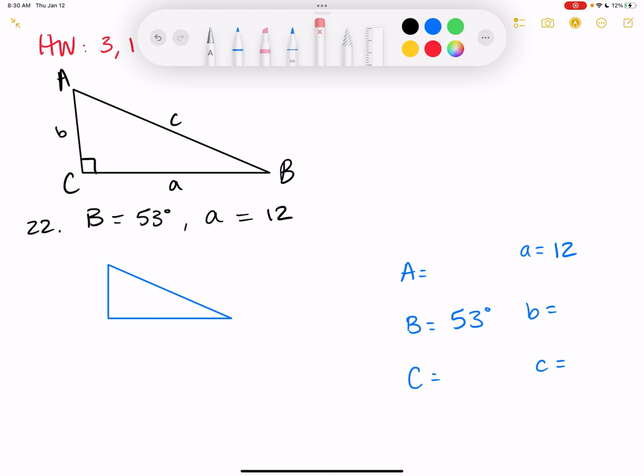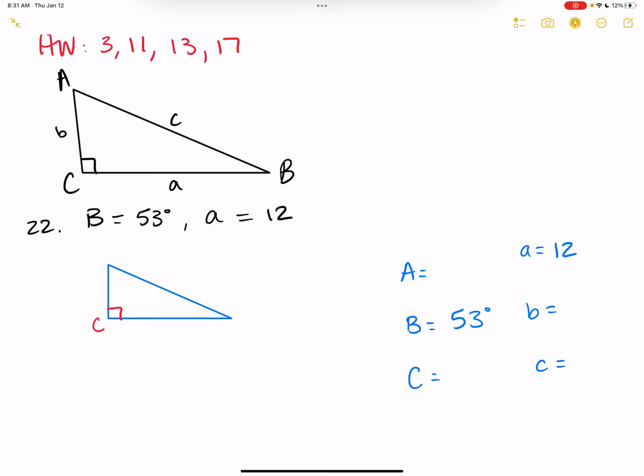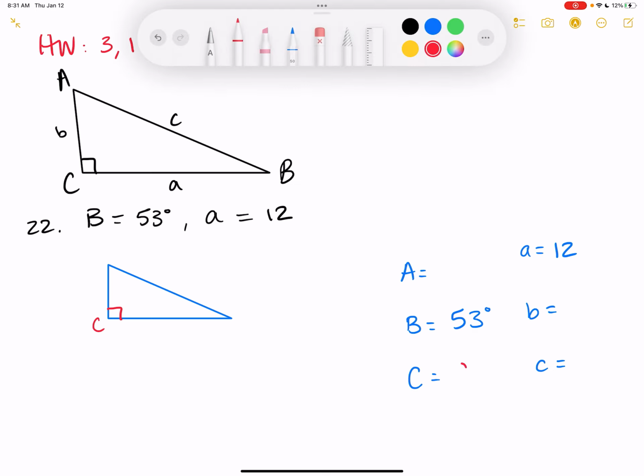So we know that this angle was 90, obviously. So we can go ahead and put that in for C. Even though it wasn't specifically stated, we do know that. Angle B was 53 degrees, so I'm going to write that in. So angle A is what we don't know.